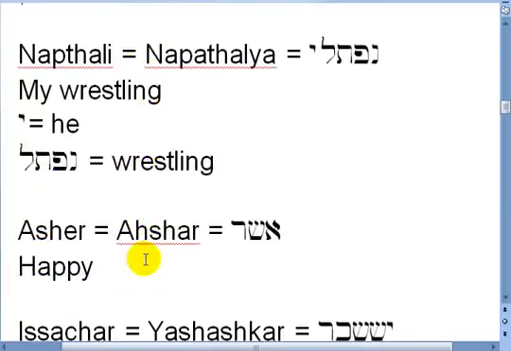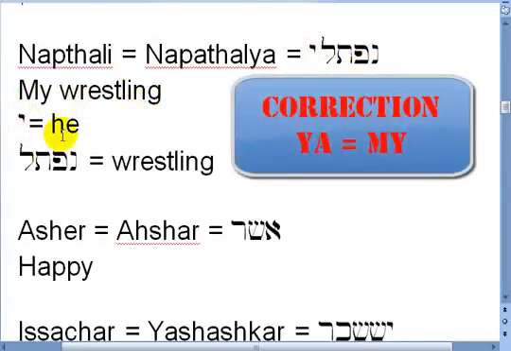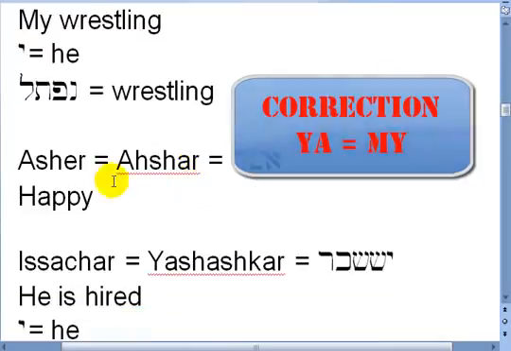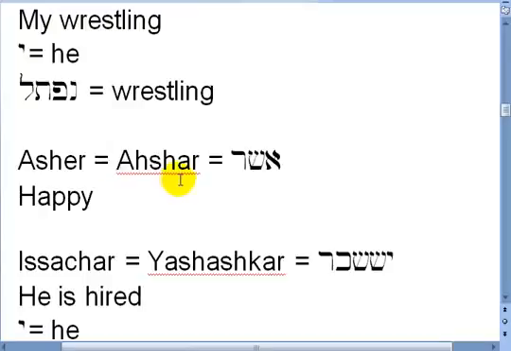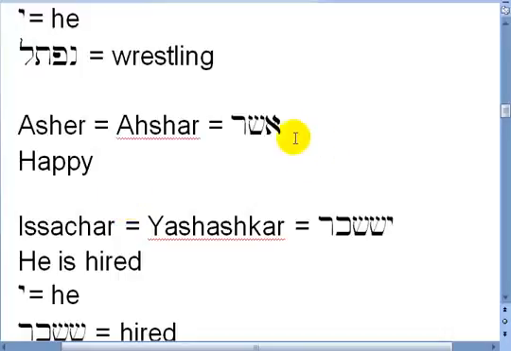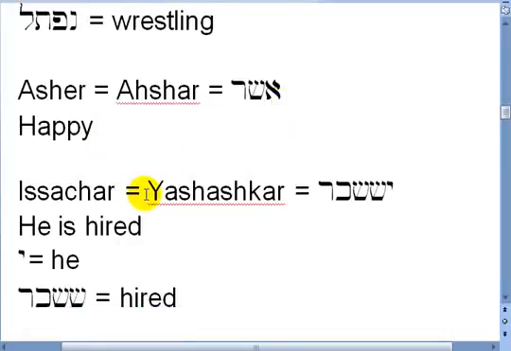Alright, the next one is Naphtali, Naphthalia, which means my wrestling. Ya is he, Napthal is wrestling. Okay, Asher is Ashar, Ashara, which means happy. Alright, so that means happy.